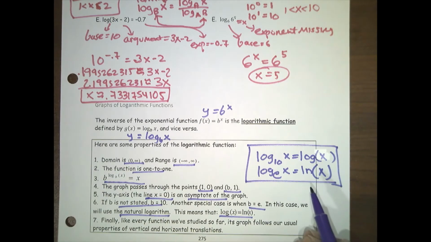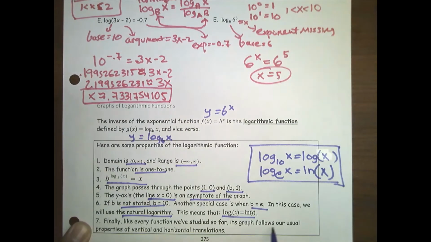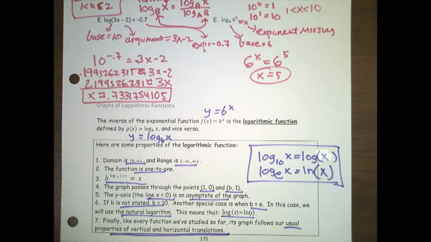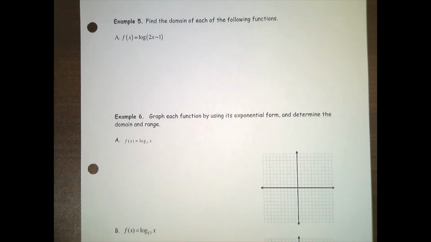And then the graph follows the usual properties of vertical and horizontal translation. So we'll graph the logarithmic functions by just its properties and then using vertical and horizontal translations after that. So now let's try to find the domain of each of the following functions.